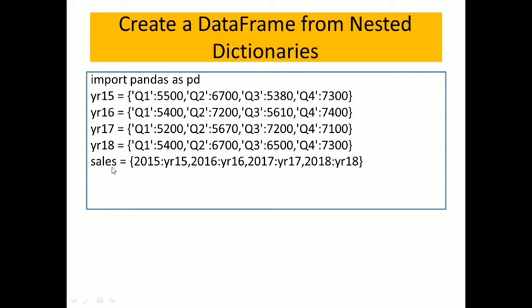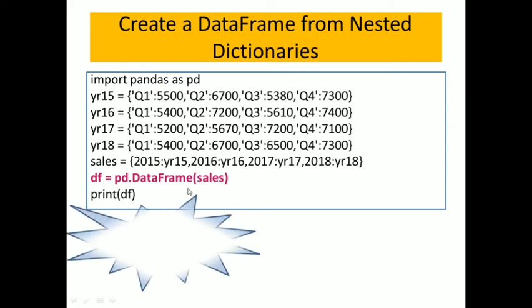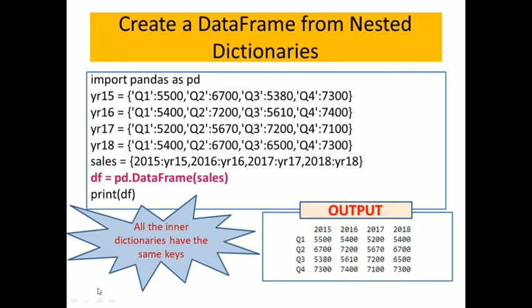Now creating the dictionary sales here and taking the keys 2015, 16, 17 and 18, and using these dictionaries as values. So this is my nested dictionary. A dictionary created inside a dictionary is a nested dictionary. Again, to create it as a data frame, we write df is equal to pd.DataFrame(sales), and then when we display it, an important thing: all the inner dictionaries have the same keys. If you observe, every dictionary has Q1, Q2, Q3, Q4. So whenever the keys are similar, we get the output in this way.